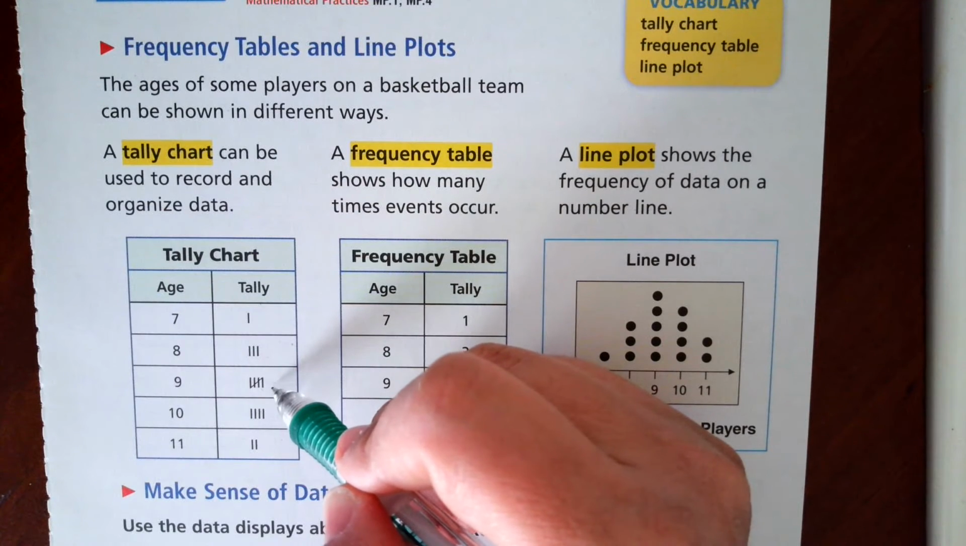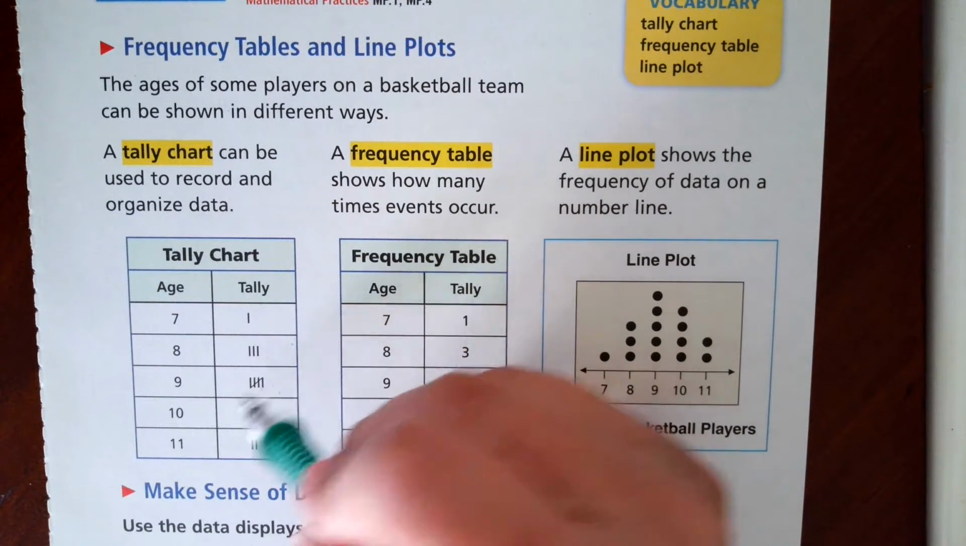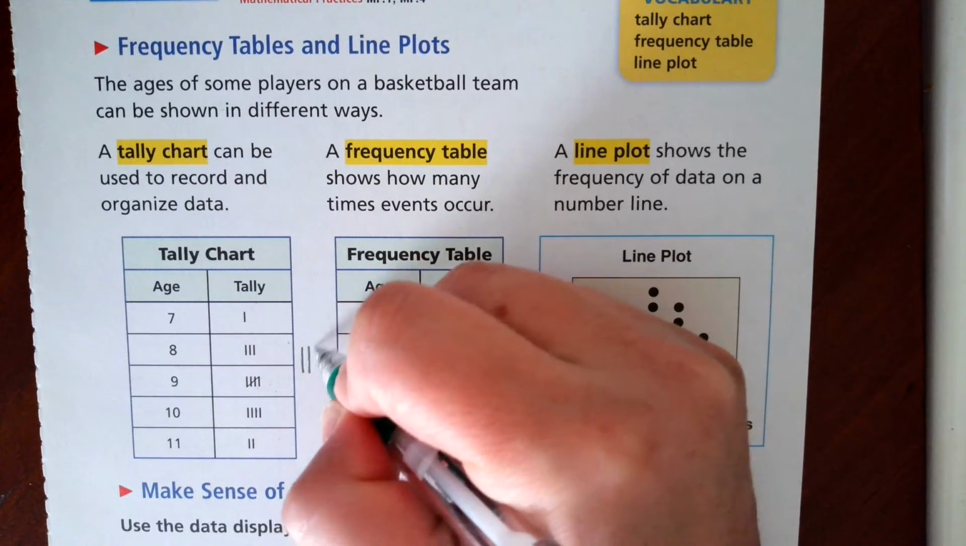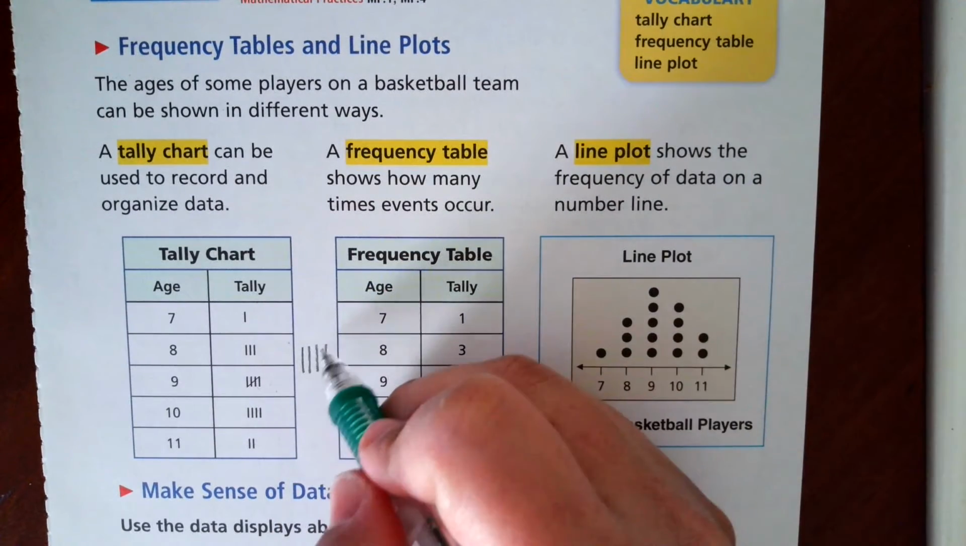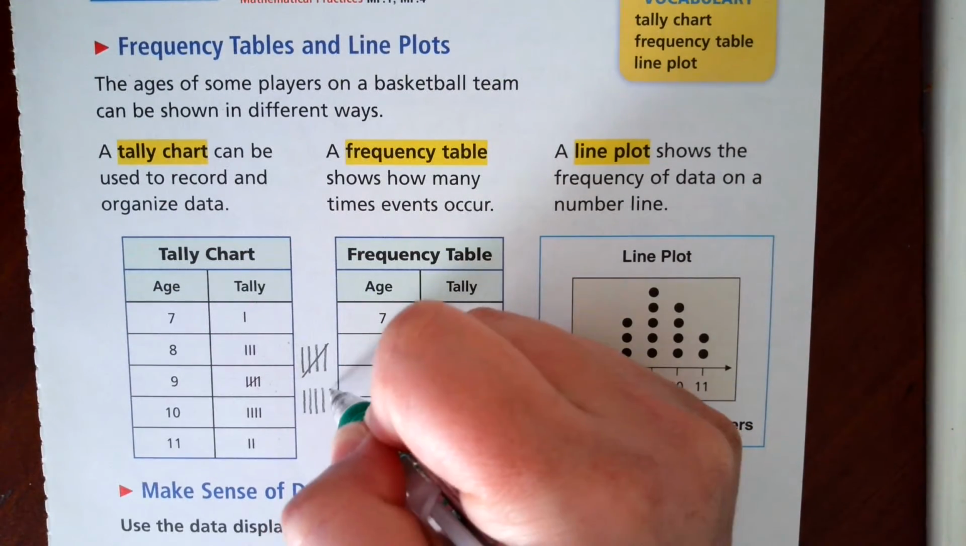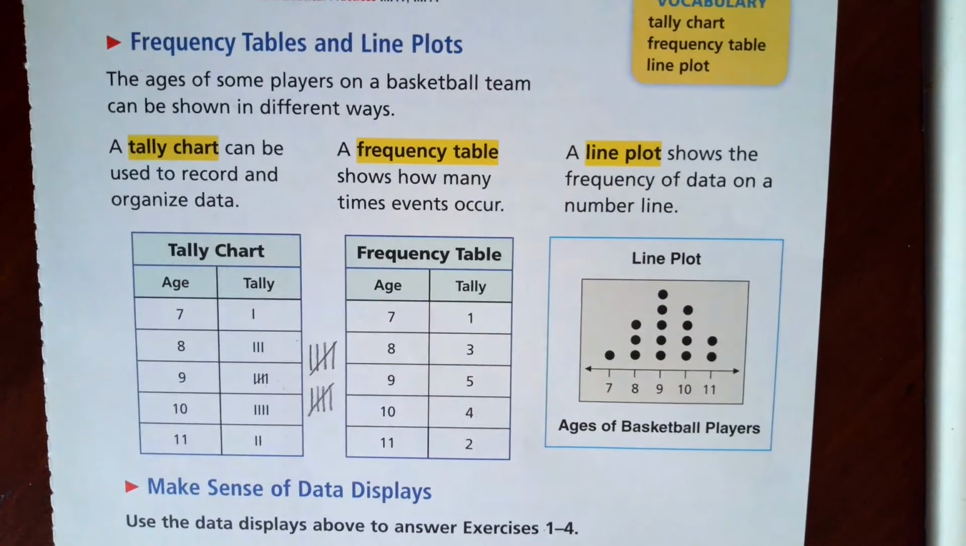Now, when you use tallies and you get to 5, you are going to do a diagonal line. So tallies, you'd go 1, 2, 3, 4, 5, 6, 7, 8, 9, 10. Okay, so the 5th mark in tallies is a diagonal line.